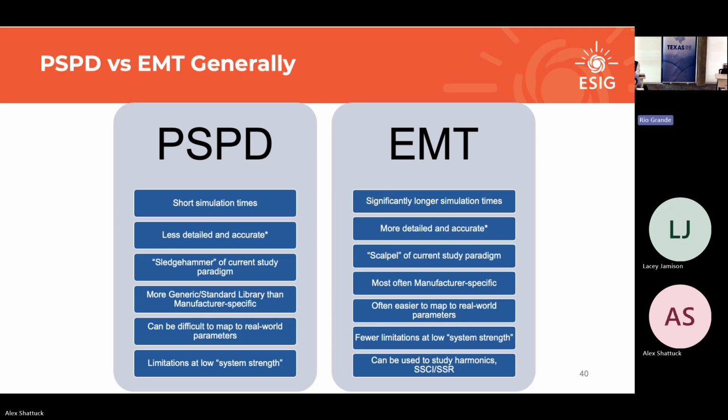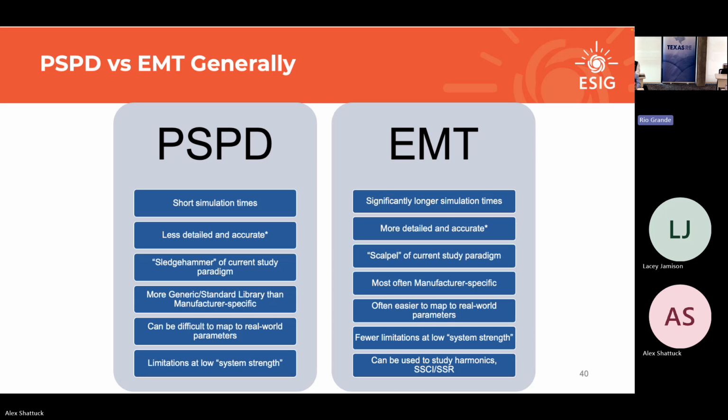EMT is a scalpel in this metaphor. When doing an EMT study, you're solving a specific problem. There's a ride-through problem. There's a transformer saturation issue. There's an SSO, SSR. The grid is super weak. It's a really specific thing to test and tune for, or test and study, a really direct, precise tool to study those things. For PSPD, we've talked about a lot more prevalence of generic standard libraries, and EMTs are most often manufacturer specific. We talked about the mapping, a lot easier in EMT versus PSPD.